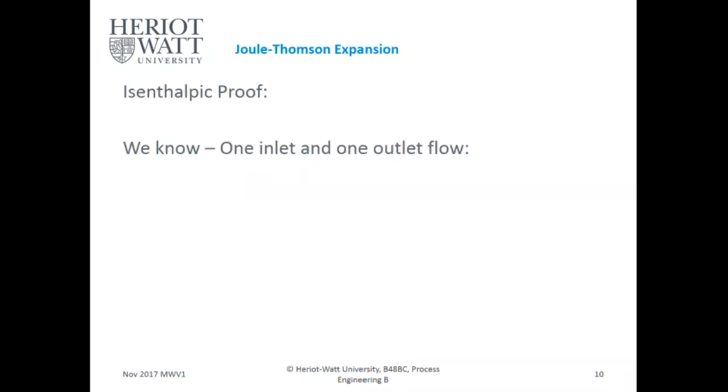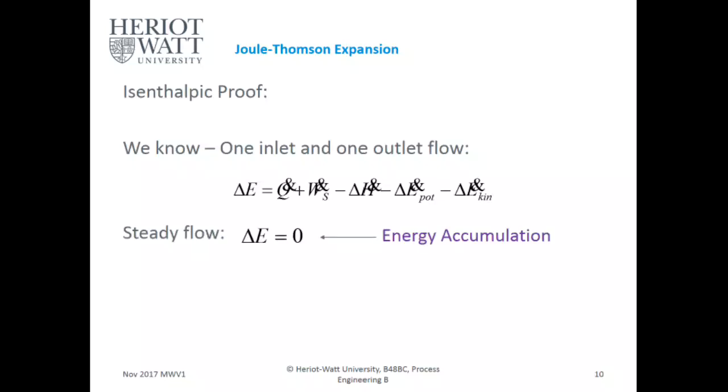We know that there is one inlet and one outlet. And that should not look like that. So the total energy is the heat input plus the shaft work minus the change in enthalpy, change in potential, and change in kinetic energy. I don't know why that looks like that. So for steady flow, the change in energy is zero. So the energy accumulation is zero in the system. Remember, it's a steady system. So total energy accumulation is zero.